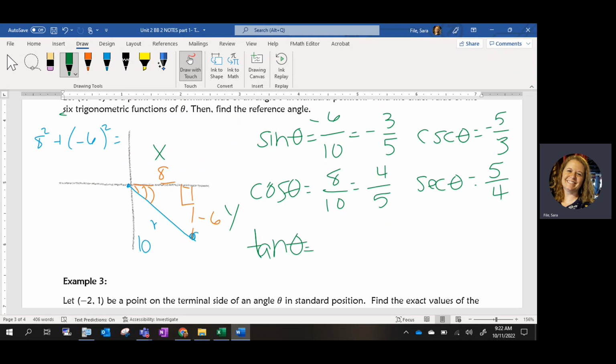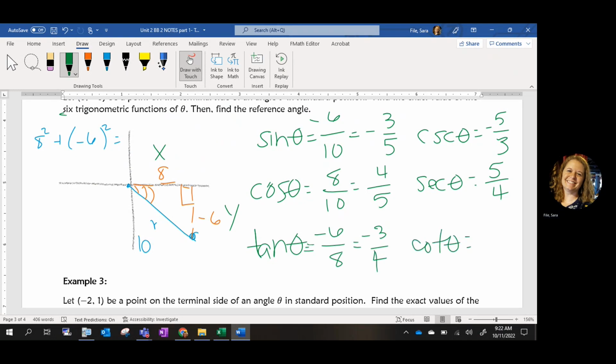Now tangent is y over x, so that's negative 6/8. So that's negative 3/4. So then cotangent is negative 4/3. And so you have all 6 ratios. Cosine and its reciprocal were the only ones that came out positive because this was in quadrant 4.